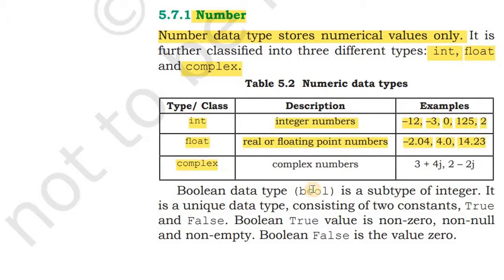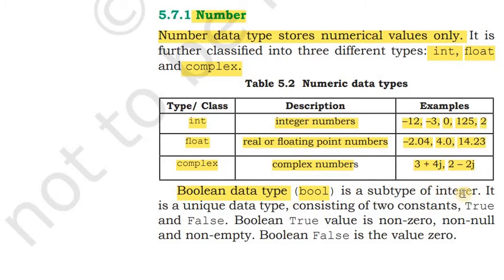Complex numbers. Examples of complex numbers: 3 plus 4j, 2 minus 2j. So a complex number means you need to use an integer addition with an imaginary number like j, i, whatever.